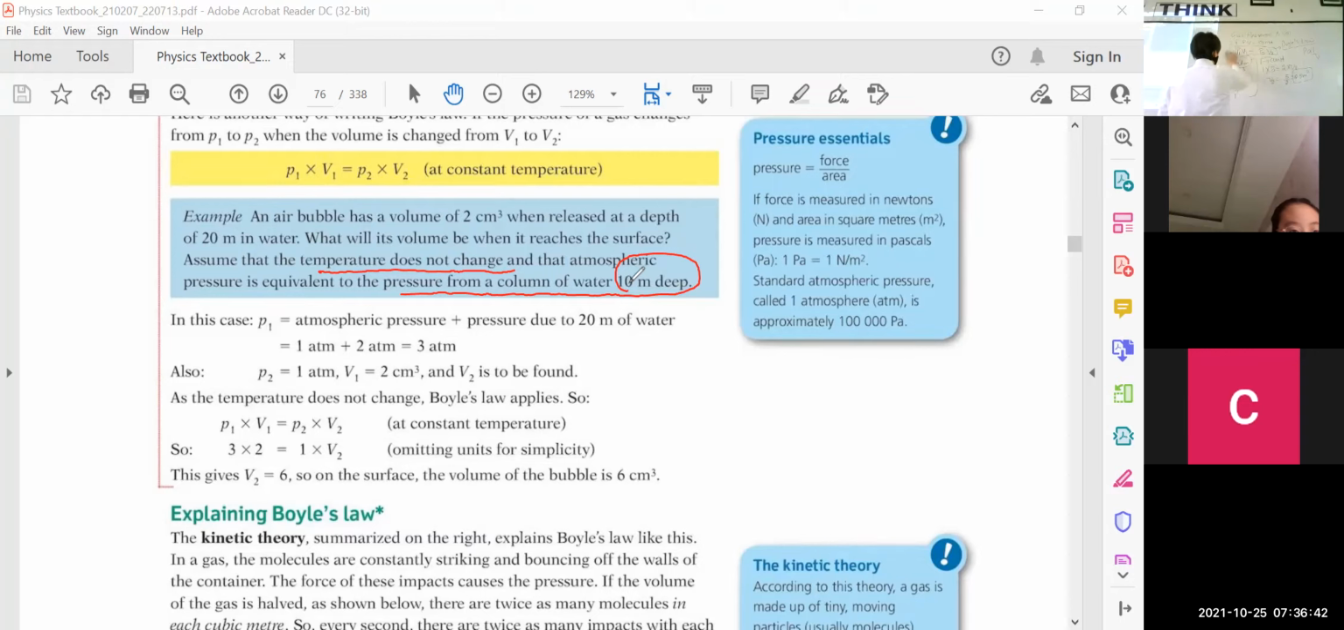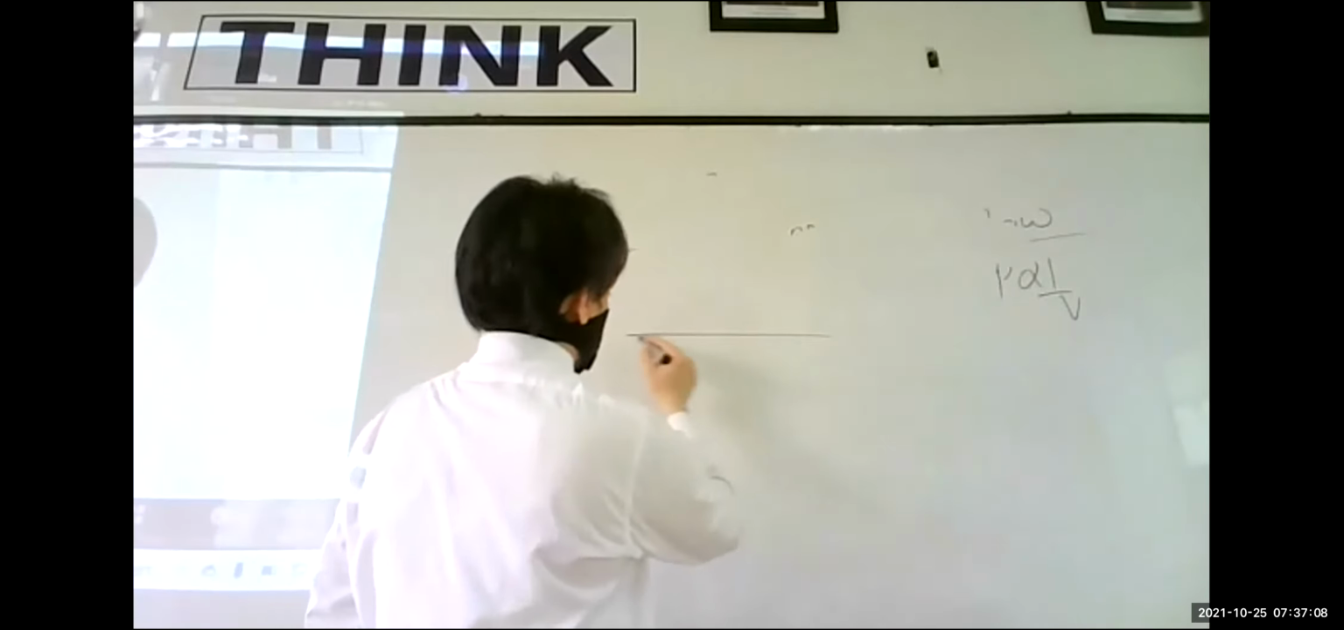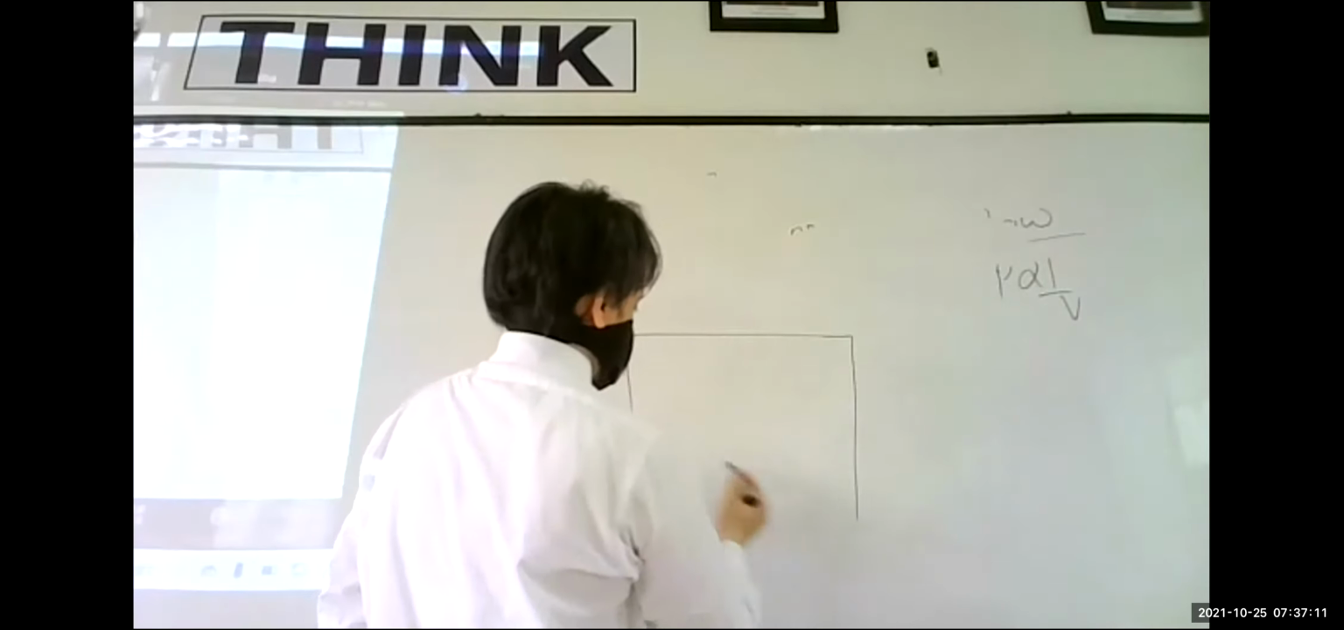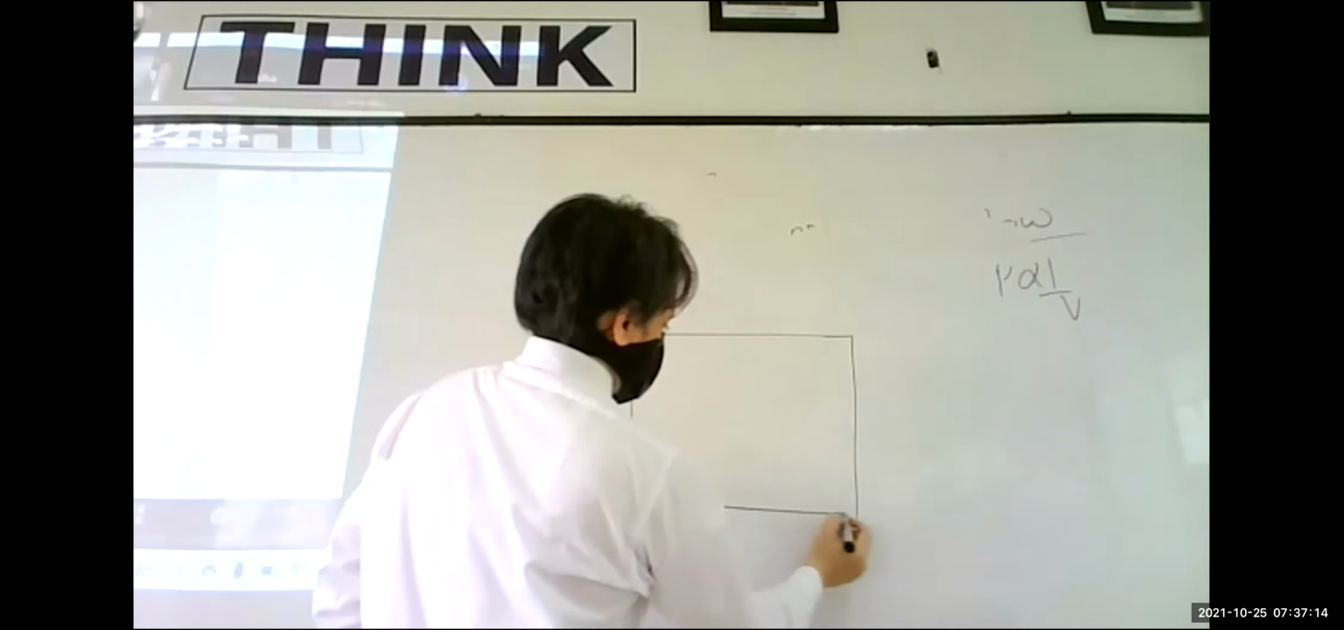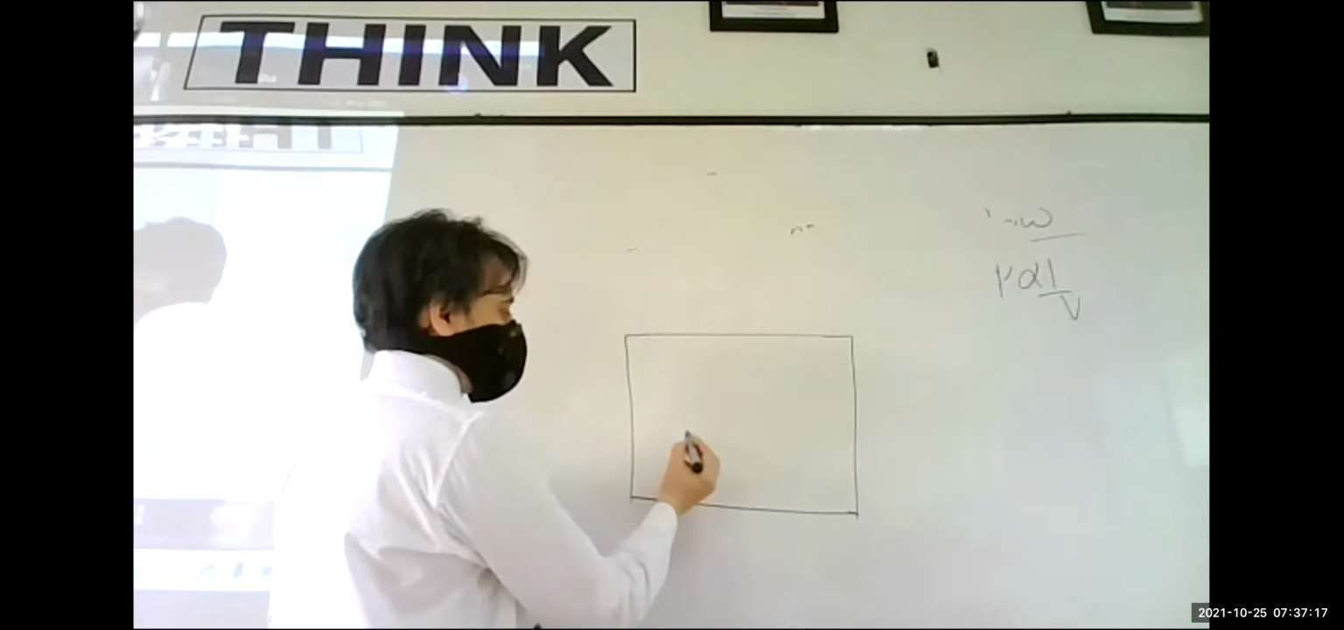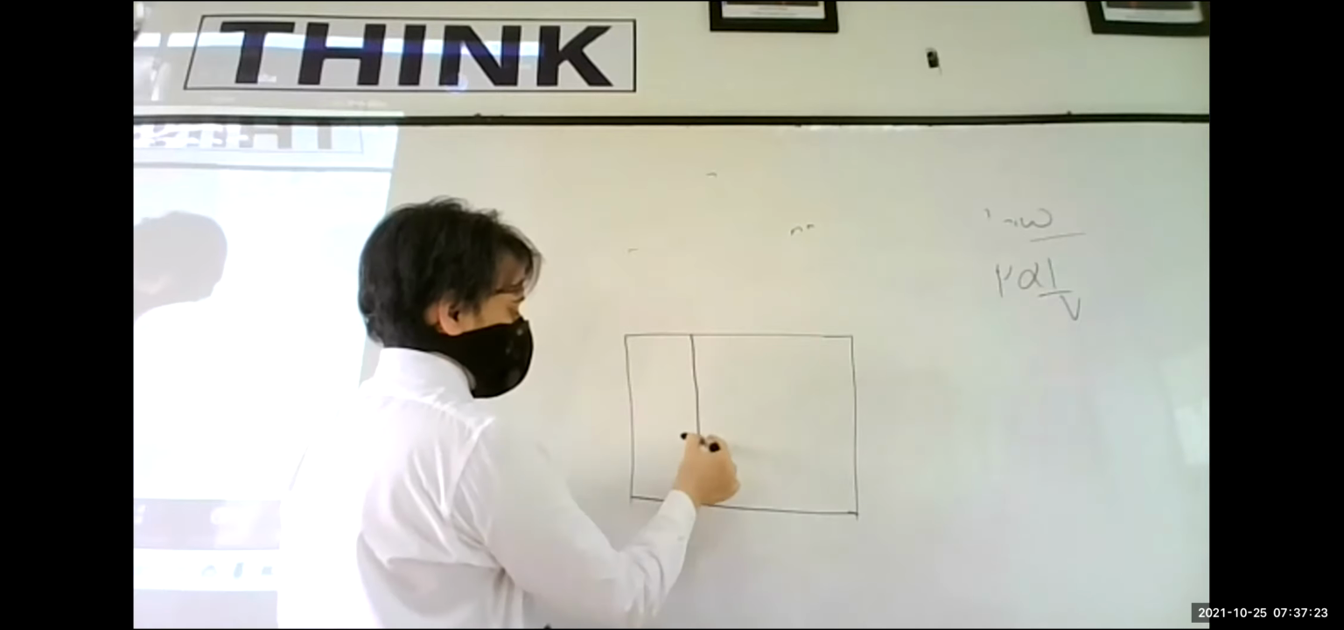You try this question yourself. Take some time in this question. Think about the statement given, children. Then you will find the air bubble is at a certain depth. Suppose the bubble has started from this point. This is the air bubble. This is at a depth of 20 meters.